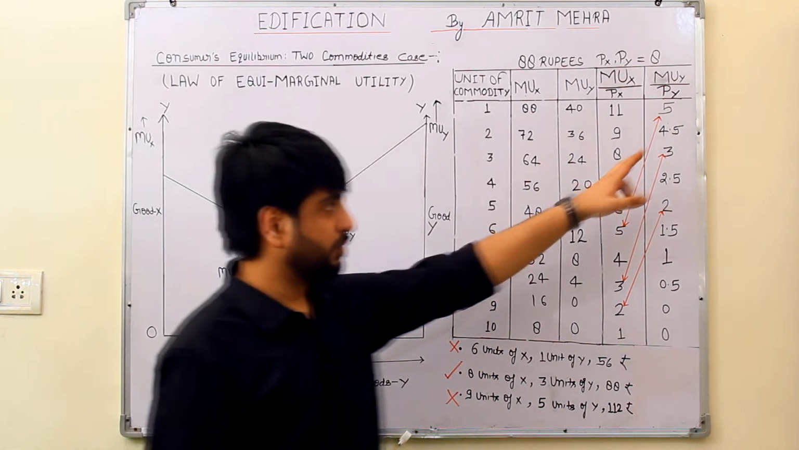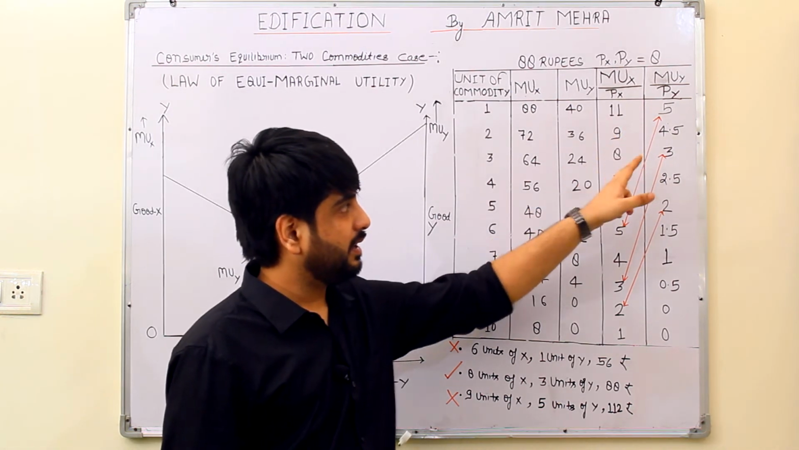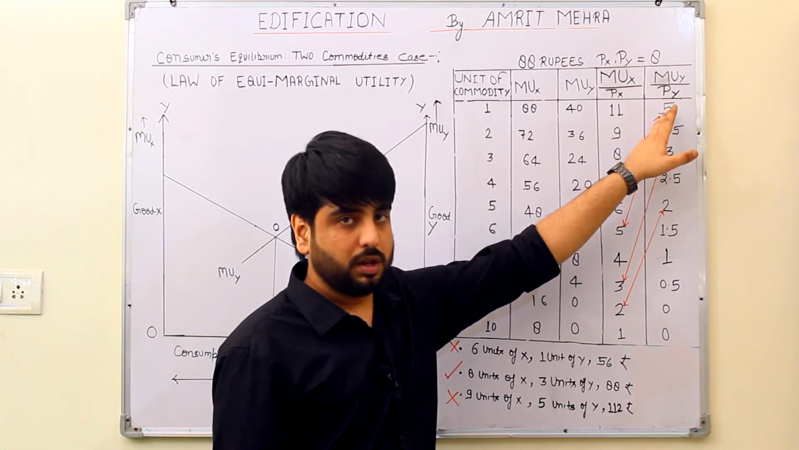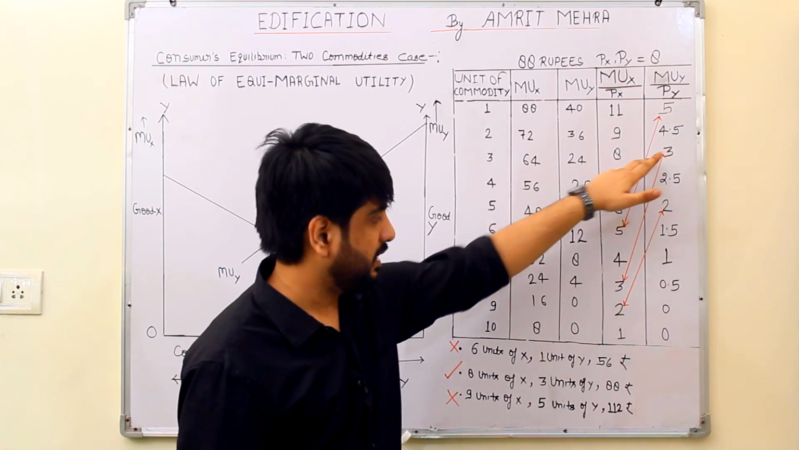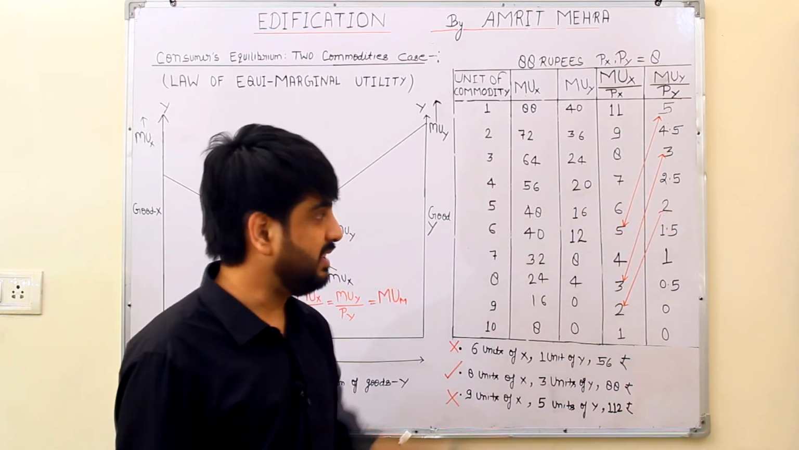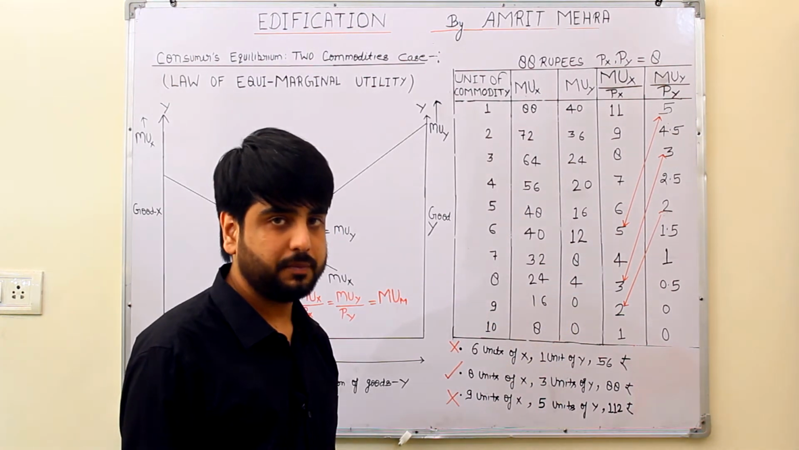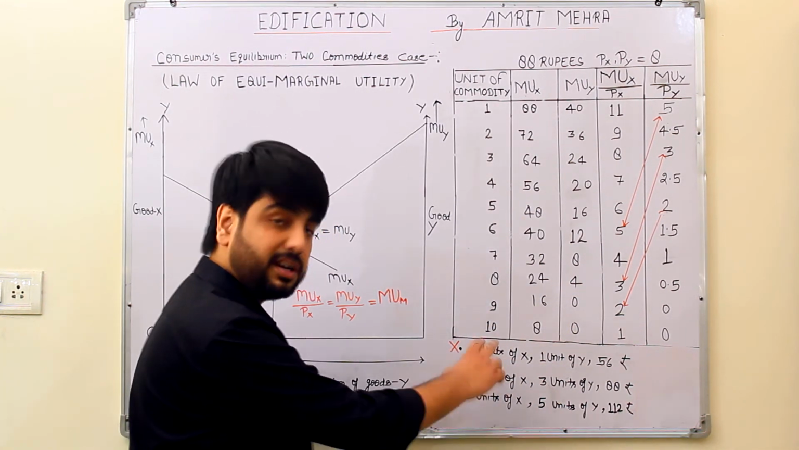We got these values. Now relate where they are equal. 5 and 5, 3 and 3, 2 and 2. These are the points where they are equal. Let's make a chart out of it.